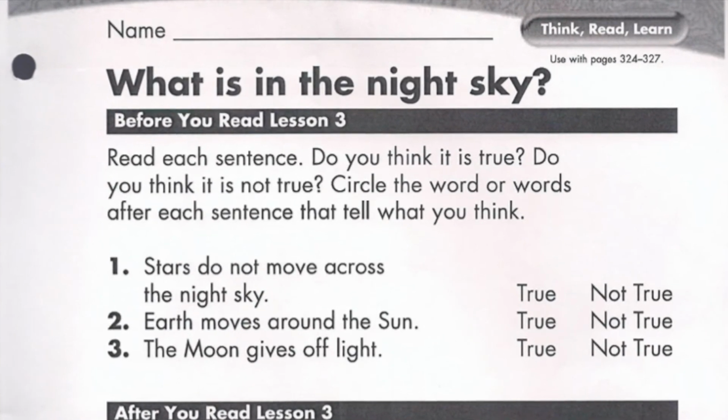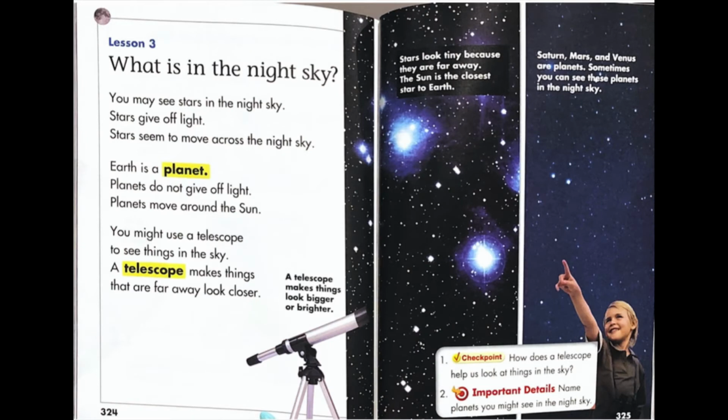Okay, so question number 1 says, stars do not move across the night sky. Is that true or not true? So take your best guess. Number 2 says Earth moves around the sun. Is that true or not true? And then lastly, question number 3 says the moon gives off light. Is that true or not true? So take your best guess for all of these. If you don't get it right, that's okay. We're going to just see what we know.